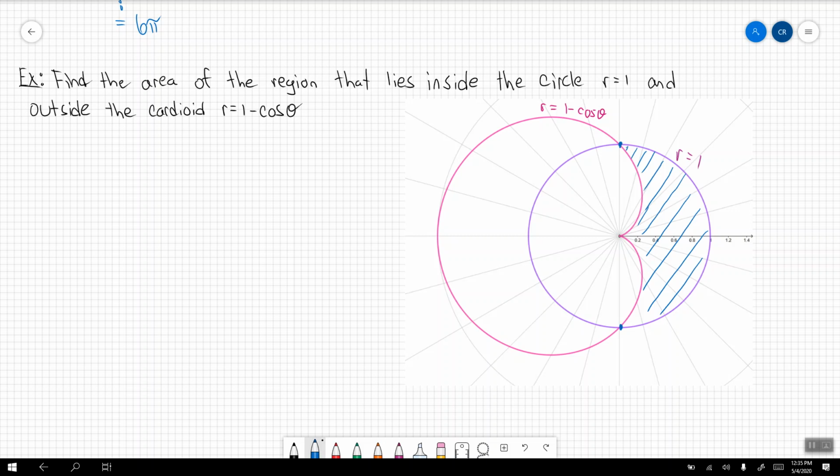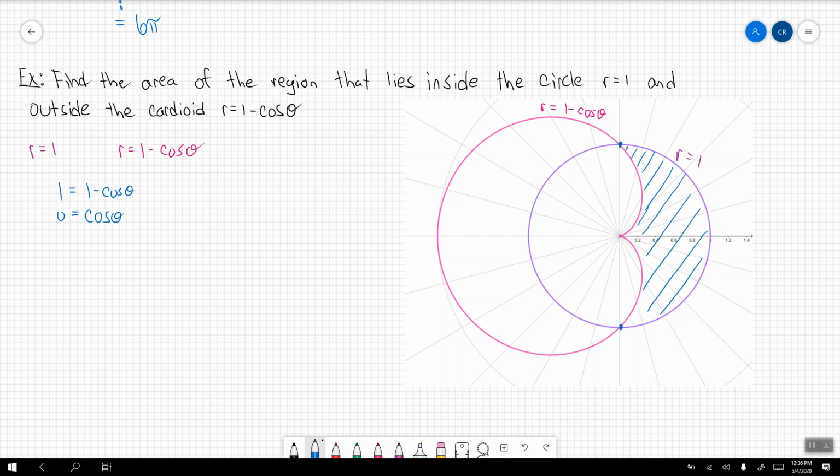All right, so let's take some time to see how we're going to find those intersections. So I have here r is equal to 1, and I also have r is equal to 1 minus cosine of theta. So in order to find those intersections, I'm going to set them equal to one another. These two must be equal to one another if they're going to be intersecting, which means we're going to get 1 is equal to 1 minus cosine of theta. Subtracting the 1 over and dividing by a negative, we get cosine of theta must be 0.